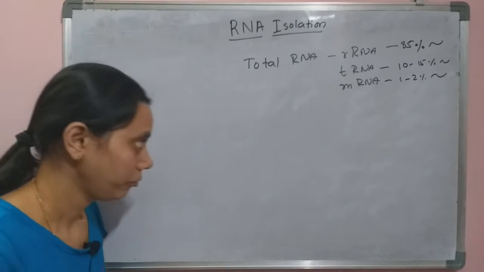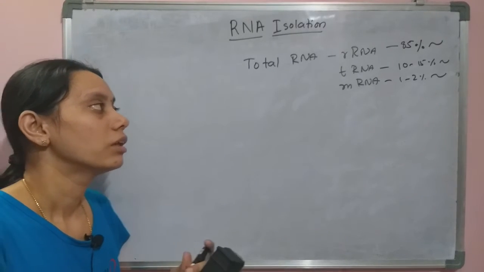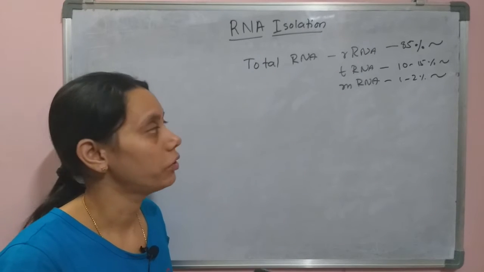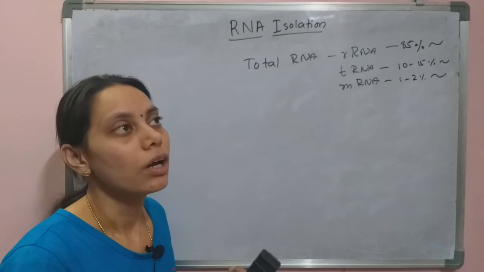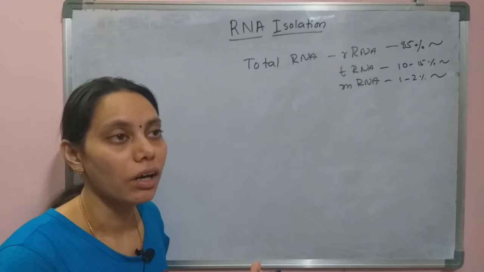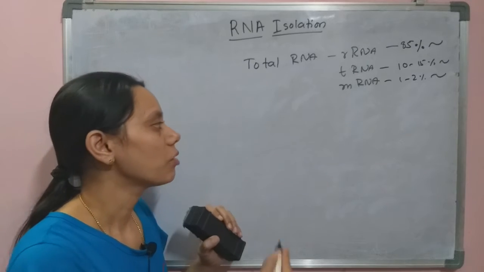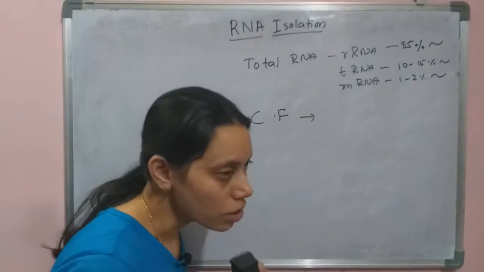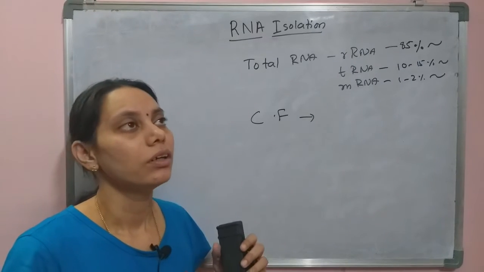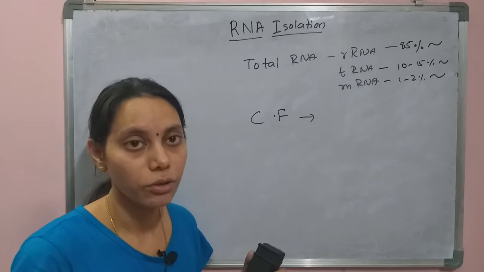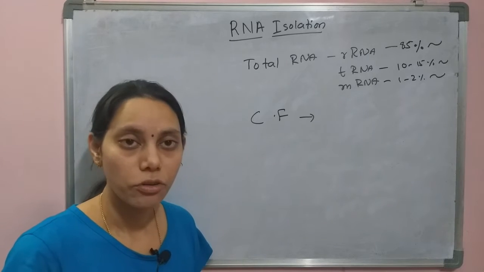So here, generally there are different methods that can be employed for the RNA isolation. The most popular methods are column filtration and organic extraction. So coming to column filtration, using this method, the RNA will be filtered out, eluted out by the end of this procedure.